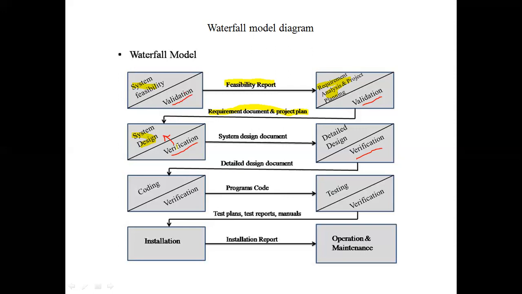As we cannot reverse back to the previous phase, one thing we should do is perform every phase very keenly and very carefully. If you make any sort of mistake, it is going to reflect in the further phases and you cannot fix it at all. So after performing the system design phase, you will generate the system design document, pass those documents to the next phase and perform its verification.